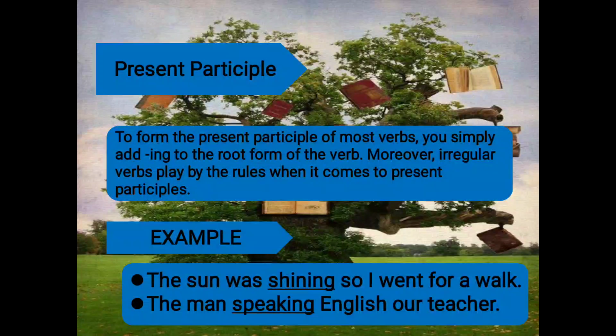Present participle. To form the present participle of most verbs, you simply add ing to the root form of the verb. Moreover, irregular verbs play by the rule when it comes to present participle. For example, the sun was shining, so I went for a walk. The man speaking English is our teacher.